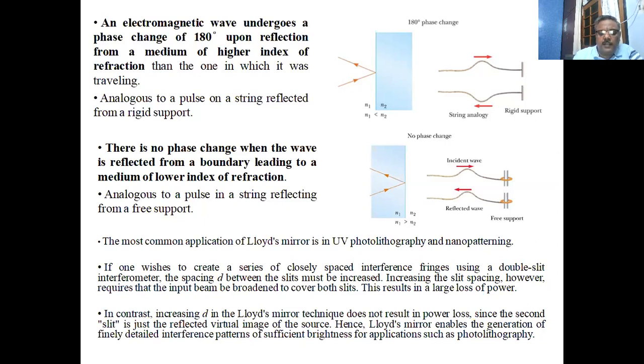In contrast, increasing the distance between the virtual sources in the Lloyd mirror technique does not result in any power loss, since the second slit is just the reflected virtual image of the source. Hence, the Lloyd mirror enables the generation of a finely detailed interference pattern of sufficient brightness.